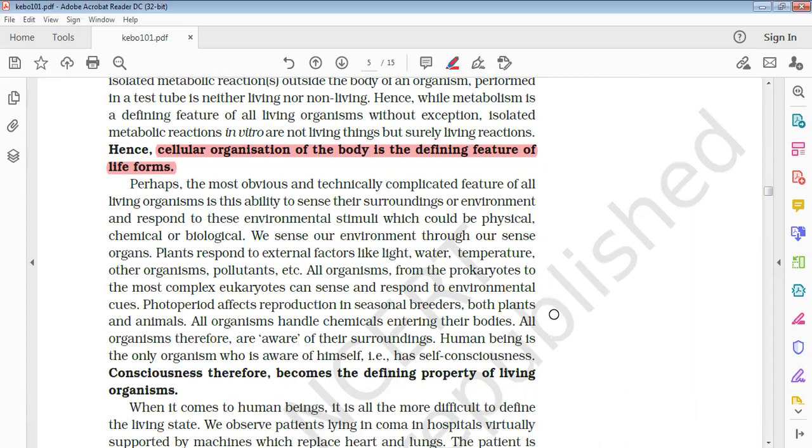Now, another complicated feature of all living things is the ability to sense their surroundings or environment and respond to the environmental stimuli. That can be physical, chemical, or biological. So, response to stimuli: how the living organisms react to a particular incident. So, the ability to sense the surroundings or environment and respond to the environmental stimuli, which could be physical, chemical, or biological, is another defining property of living organisms.